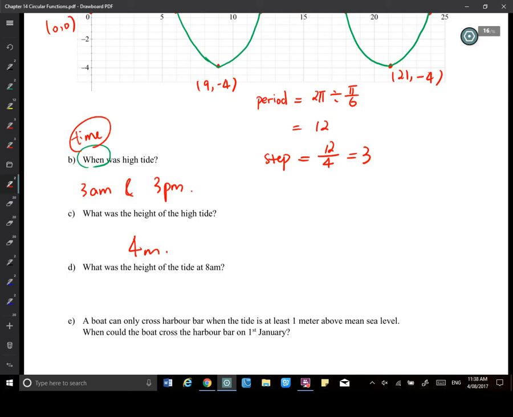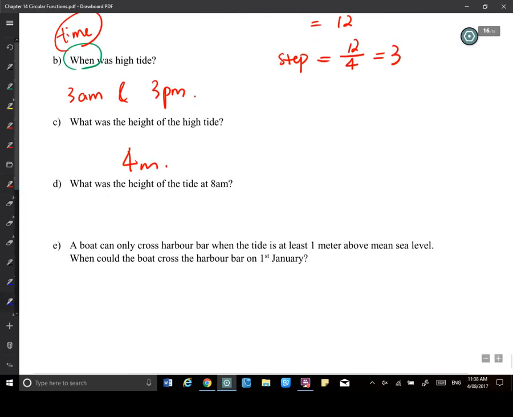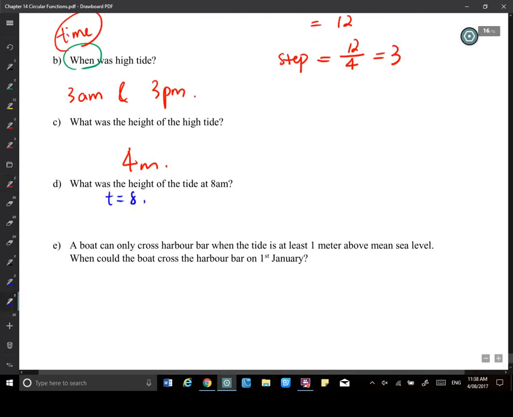And what was the height of the tide at 8 a.m.? So at 8 a.m., you will have t equals 8. So H(8) equals 4 times sine of pi on 6 times 8. That is 4 sine 4 pi on 3.